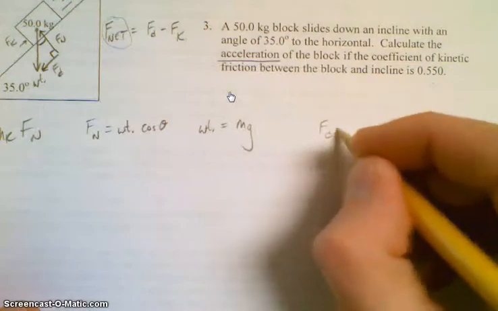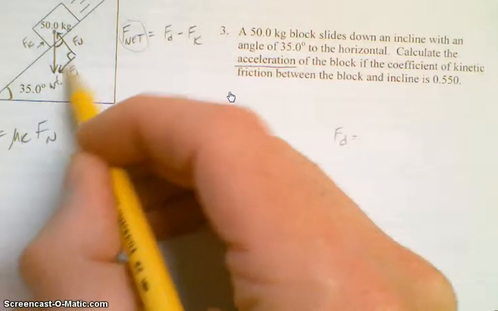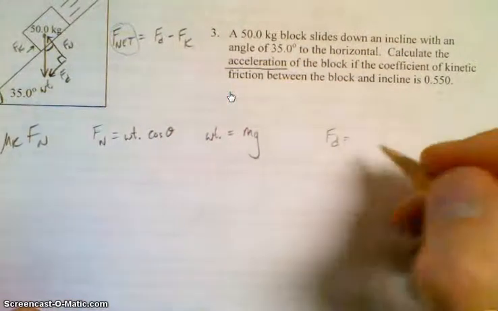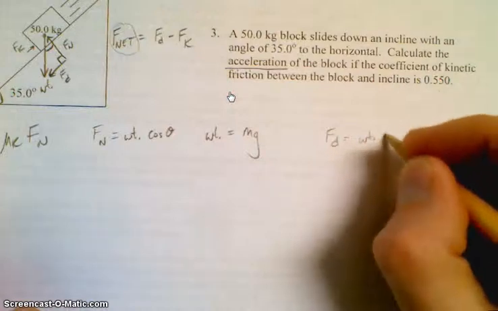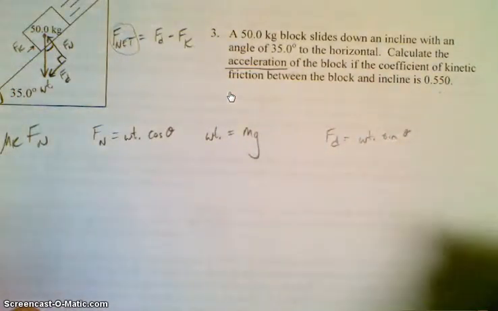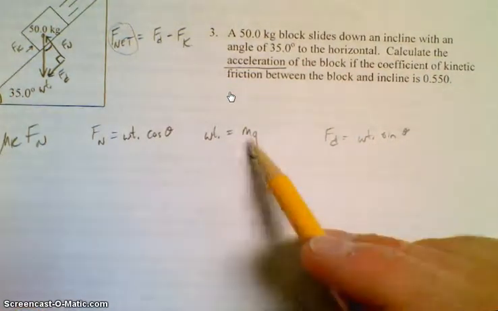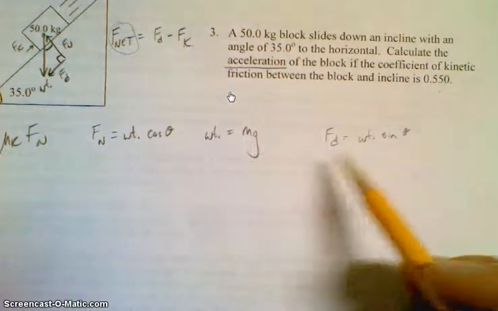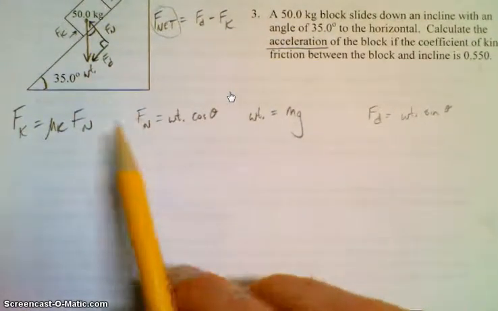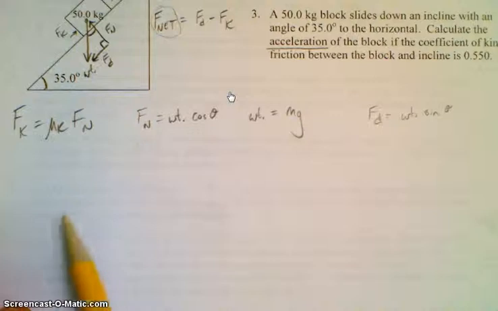Now I need to solve for Fd. Fd is the opposite side of this. So Fd is going to be the weight times the sine of theta. And I know the weight because I already solved for it here. Sine of theta I can solve for and find Fd. Pause the video, see if you can actually work all this out and find Fk, Fn, weight, and Fd.